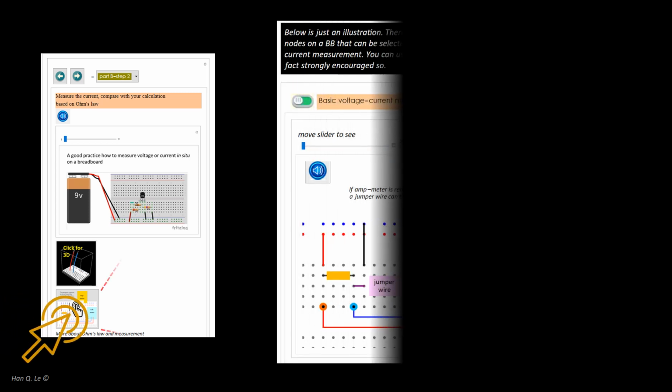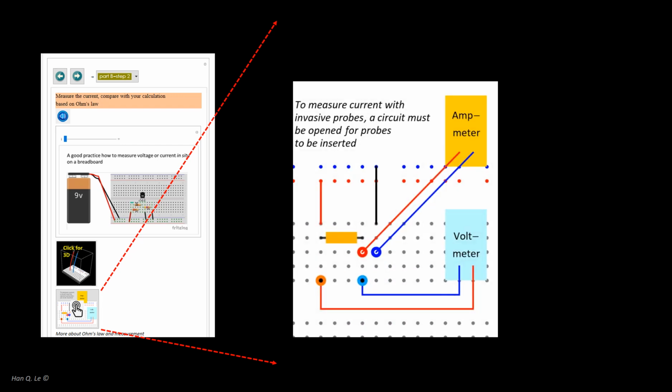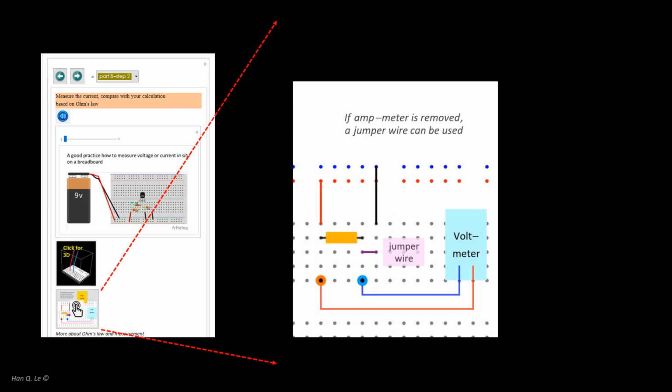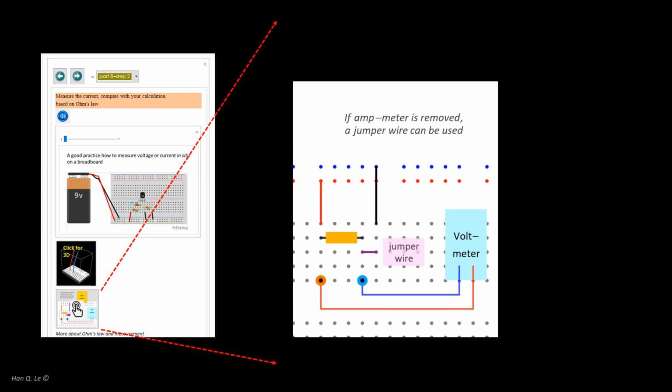Apply the suggested technique above to measure the current and voltage of the single resistor circuit. You are encouraged to tinker and explore how to do it, as long as you obtain the correct results. This is just one suggested approach that involves the use of an extra piece of wire, called a jumper wire.